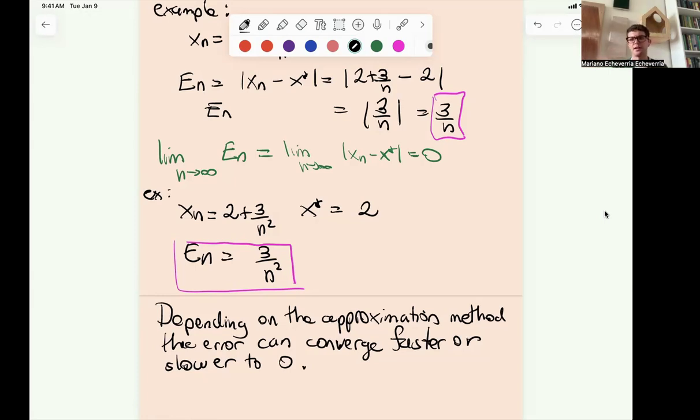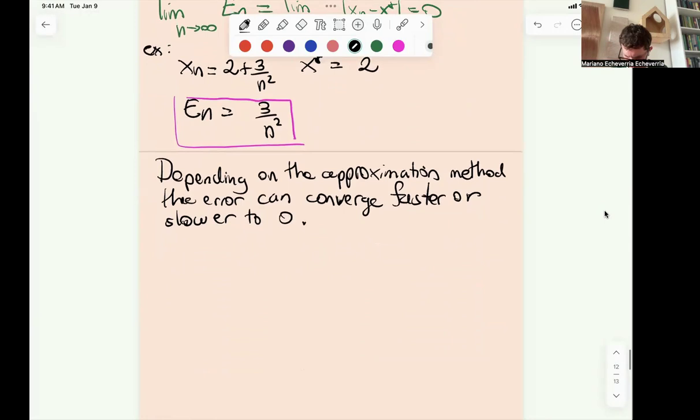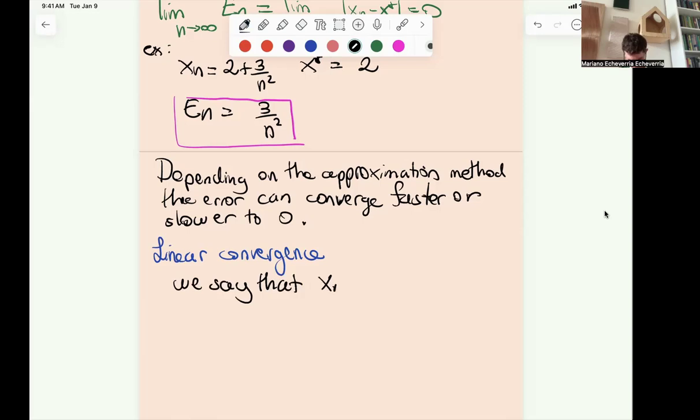Okay, so here's the first example. At least I will do just the linear convergence today. Okay, so we say that it converges linearly.